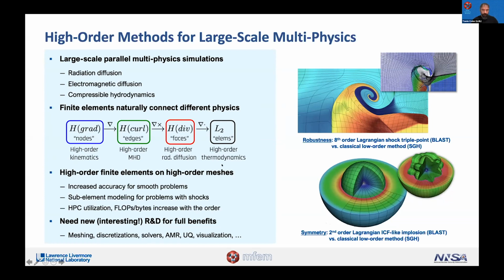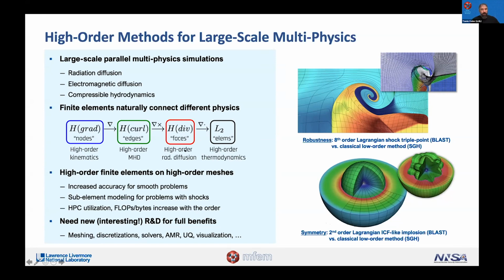This is one example of how finite elements really map well to multiphysics problems. We use the whole de Rham complex in MFEM. We swear by the de Rham complex. We support all spaces in it, H1, H(curl), H(div), and L2, at the same level. And in BLAST, H1 very naturally maps to the kinematic variables. H(curl) is used for the electric field in MHD. H(div) is used in the flux-based radiation diffusion, and L2 is for all thermodynamic quantities.